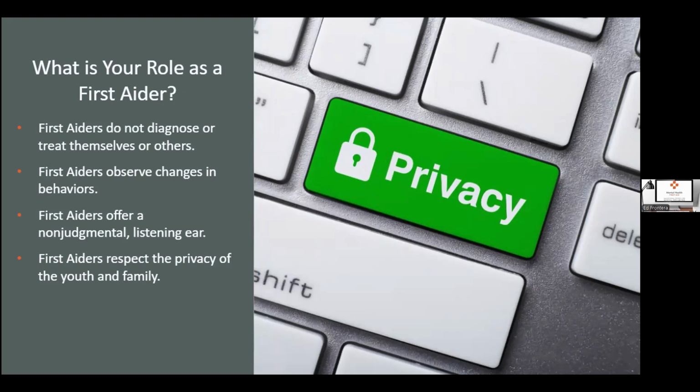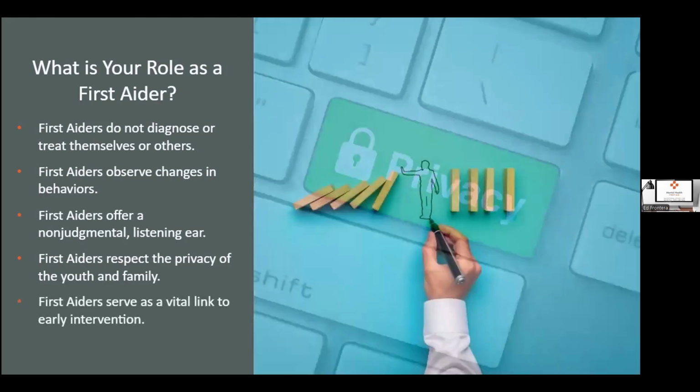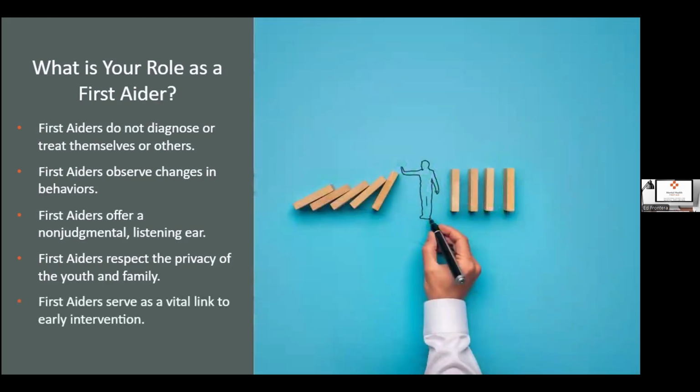If you're not sure about your workplace policies related to mandatory reporting or confidentiality, take the time to find out. First aiders serve as a vital link to early intervention. Similar to how getting help early for physical health conditions is important, getting help for mental health challenges is also important. We can play an important role in connecting young people to getting help early.